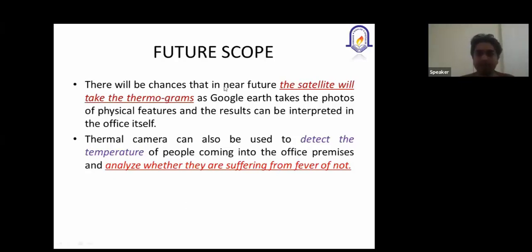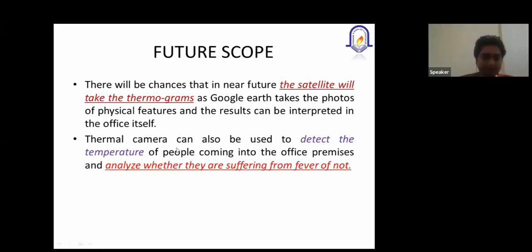There will be a chance in the near future that the satellite will take the thermogram as Google Earth takes the photos of physical features, and the result can be interpreted in the office itself. So say for example, right now the satellite is directly taking photos of physical features like land, roads, rivers, and all these things. If the satellite is going to get the photos of these thermograms, then it becomes easy for us to analyze, because the first demerit I have already stated, it is one of the costliest. So the cost of this camera will get reduced abruptly.